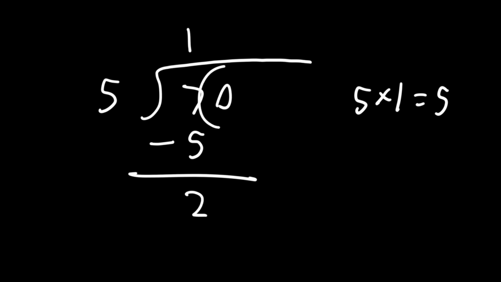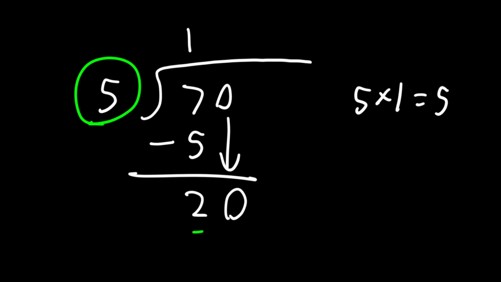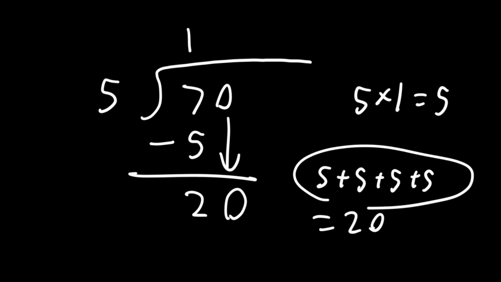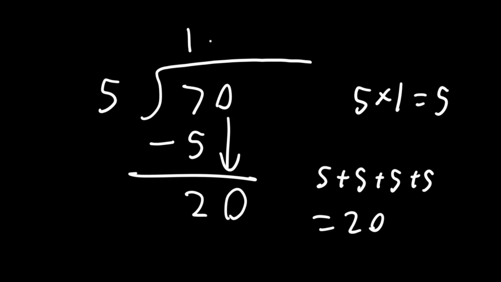And now we have to look at the next number and then drag it down. Now how many times can the divisor 5 go into 20? 5 plus 5 plus 5 plus 5 equals 20. And notice how there's 4 5s. So 5 can go into 20 4 times.